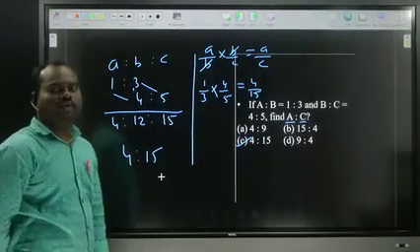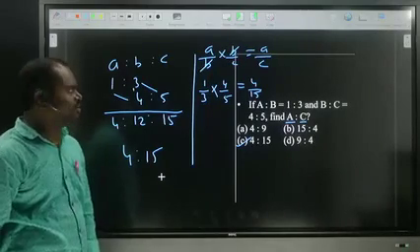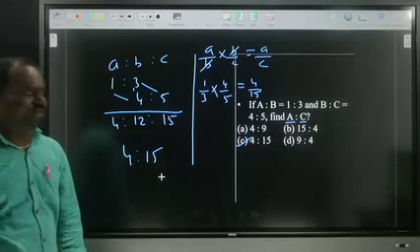Now some signal error, some net problem. Right, now we'll continue.